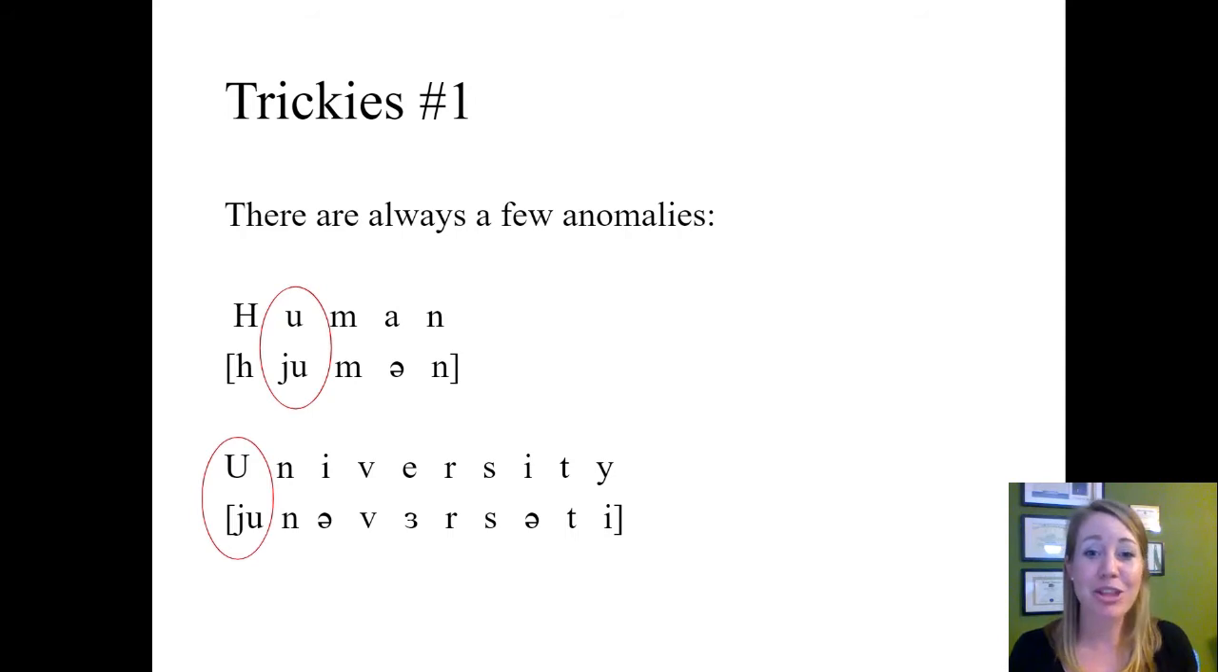Okay, so let's look at the word human. Sure, the first grapheme, H, represents the single phoneme. The second grapheme, U, represents two phonemes, which totally goes against what I told you. It represents the two phonemes, Y, U, okay? So, same with university, we've got that U, Y, U, two phonemes that are represented by one grapheme.